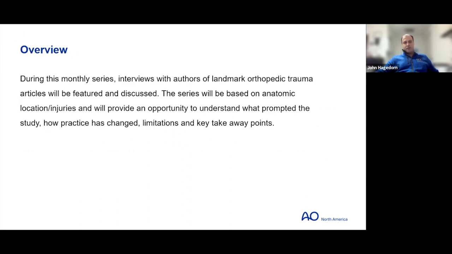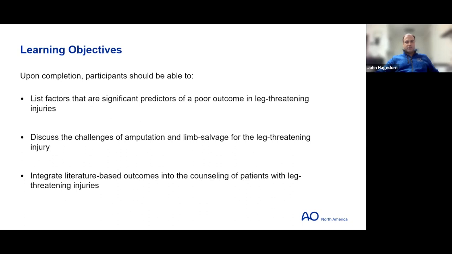This is part of a monthly series in which we interview authors of landmark papers to help educate all of you and us on how to better care for people with musculoskeletal injuries. For this session on mangled extremities, the learning objectives are as follows. You should be able to list factors that are significant predictors of a poor outcome in leg-threatening injuries. Discuss the challenges of amputation and limb salvage for the leg-threatening injury. And finally, integrate literature-based outcomes into the counseling of patients with leg-threatening injuries.